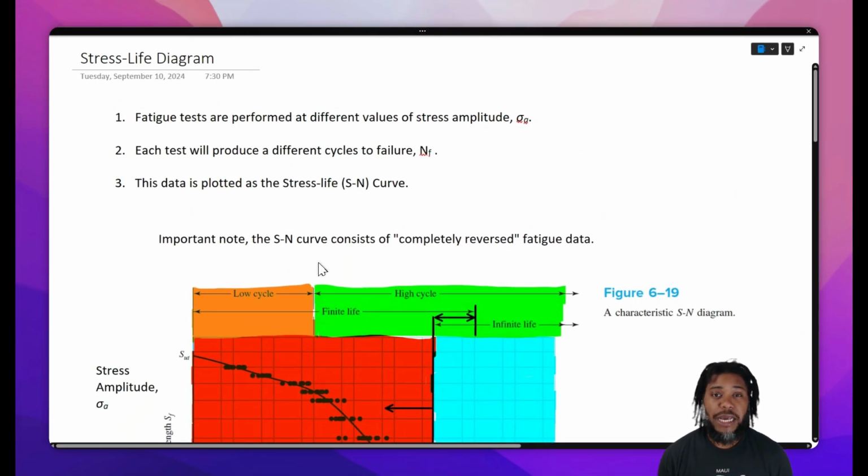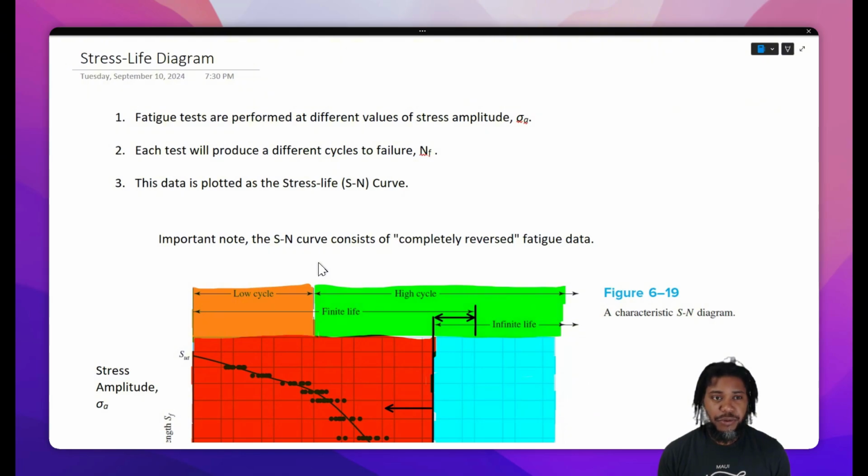Today, we're going to learn how to read the stress life diagram. Now, in order to build a stress life diagram, we need to perform many fatigue tests at different values of stress amplitude. Each of those tests will have a corresponding cycles to failure, meaning the number of cycles at that stress amplitude that the test failed. Once we collect, say, several hundred of these experiments, we can plot that data as a stress life curve.